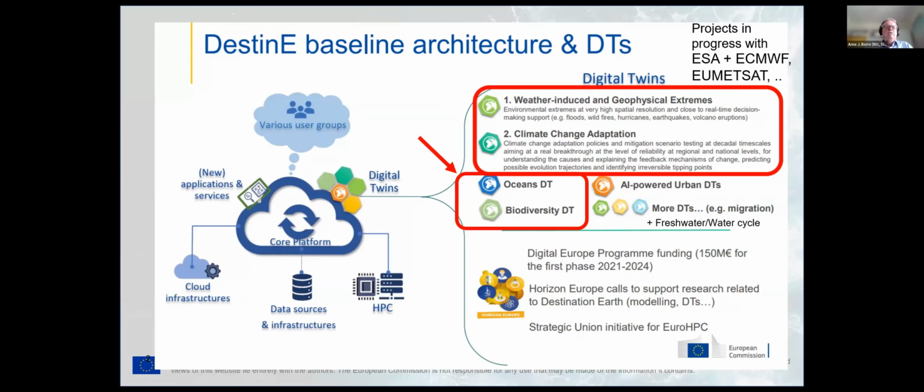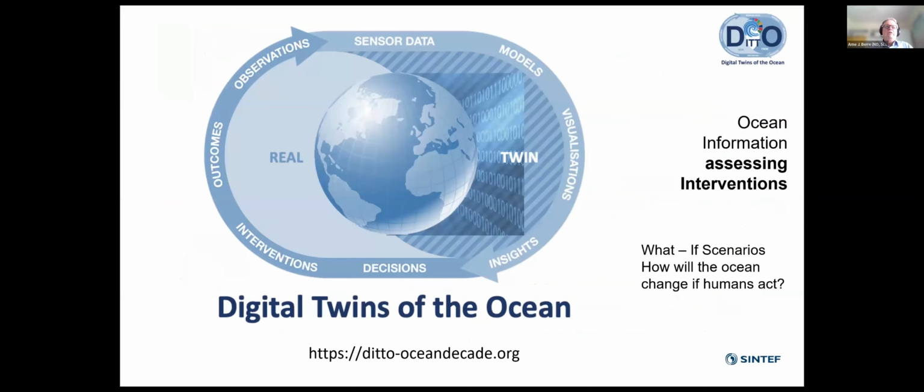But there are new digital twins that are on the agenda. So we are in the ocean digital twin, also related to biodiversity twins, and there are more that are coming. So this is a large effort. The digital twins of the ocean has also an international aspect to it. Here is the DITO Digital Twins of the Ocean program from the Ocean Decade under the United Nations auspices.